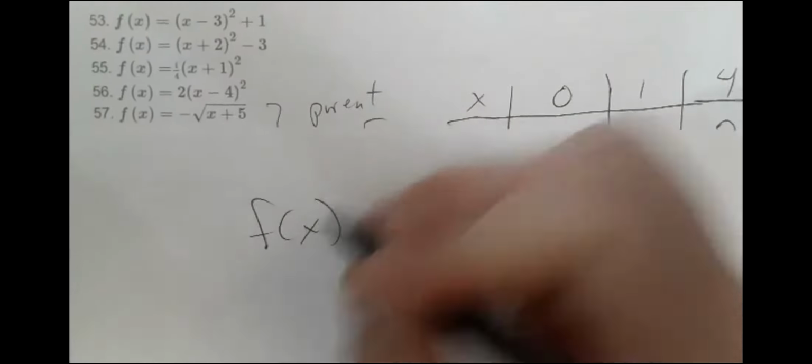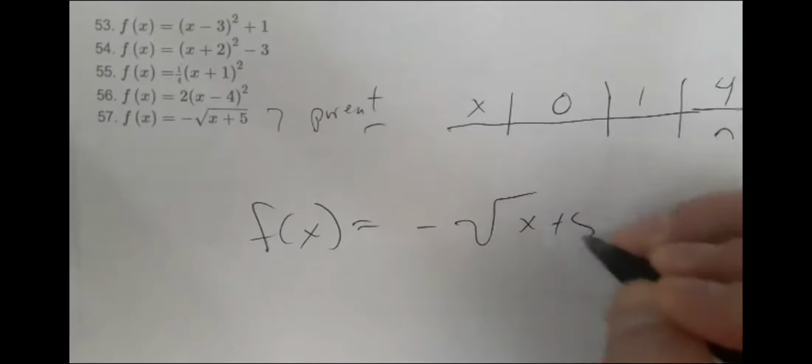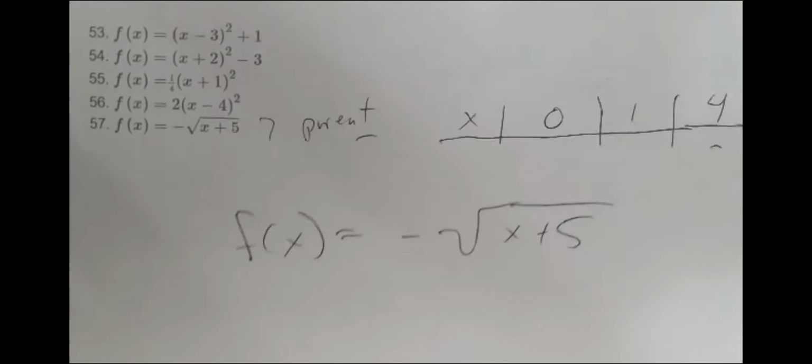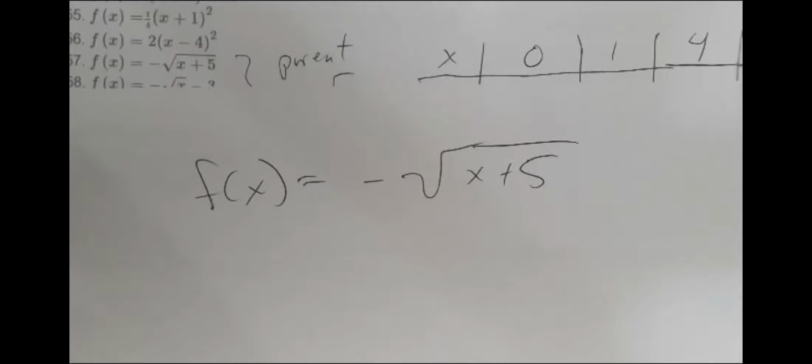And I know they're doing function. I think I'm swapping between my f of x and my y kind of willy-nilly. But this is 57. I'm doing a negative, I'm doing a square root of x plus 5. So I guess we start with x and then we subtract 5 from each of the values of x.